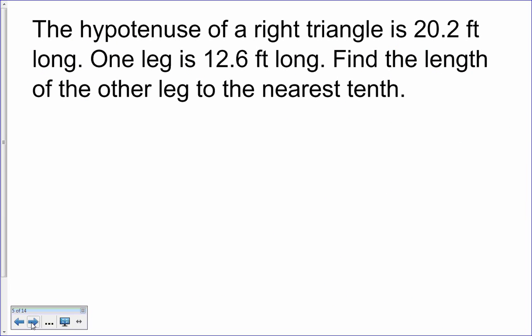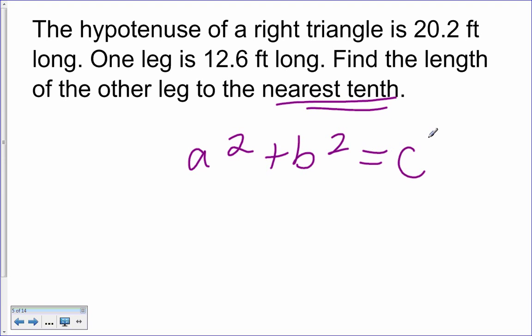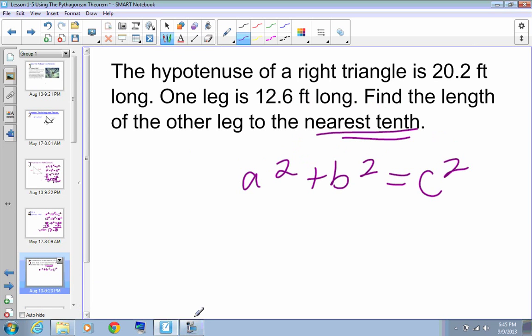This says the hypotenuse of a right triangle is 20 and 2/10 feet long. One leg is 12 and 6/10 feet long. Find the length of the other leg rounded to the nearest tenth. So you're going to use a squared plus b squared equals c squared. Remember, a and b are your legs, c is your hypotenuse. So go ahead and try this one and plug in the values.